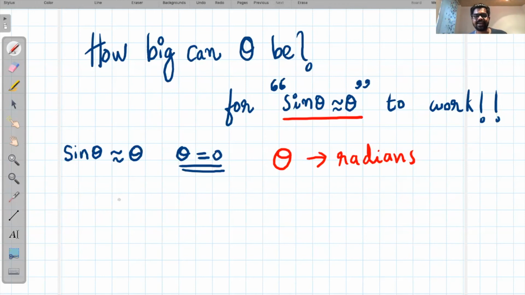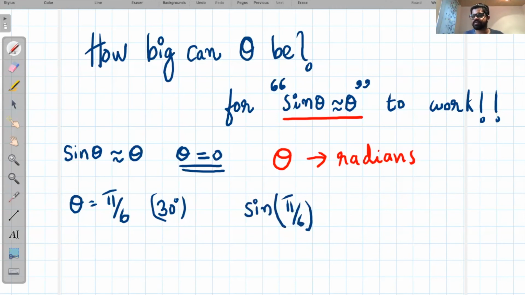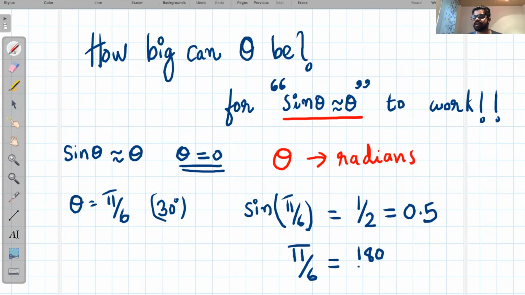Let us make a wild guess of how big theta can be. Say theta is equal to pi over 6 radians. For those who still love degrees, it's like 30 degrees. Now let us see what sine pi over 6 is, which is equal to sine of 30 degrees. This is 0.5. As we know, sine of 30 degrees is 0.5. And what is pi over 6 itself? I have seen many people writing it as 180 divided by 6 is equal to 30.